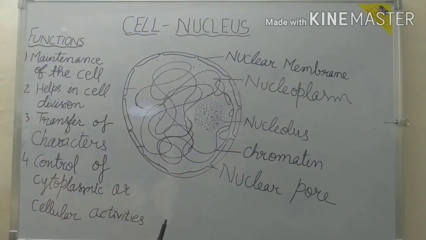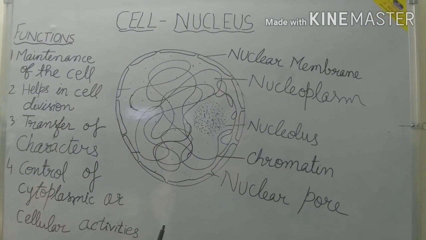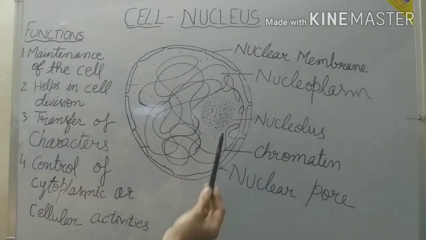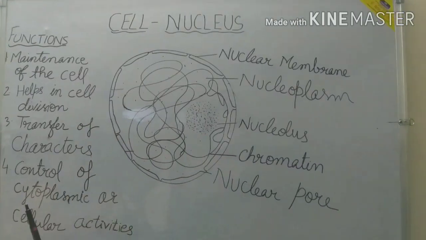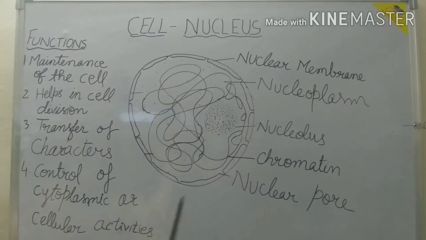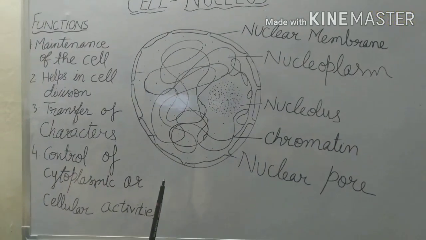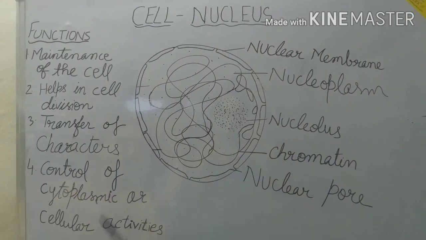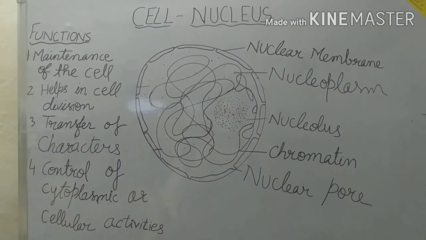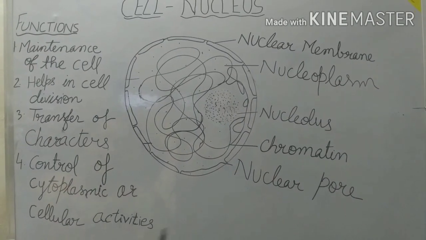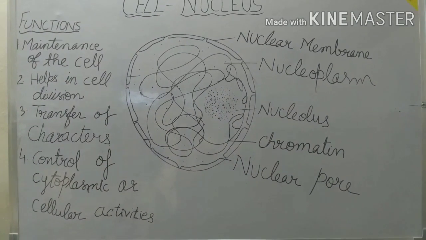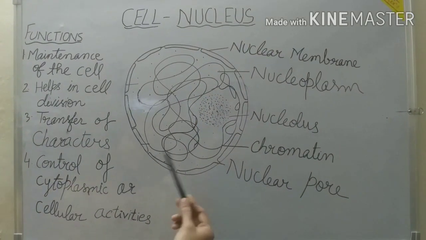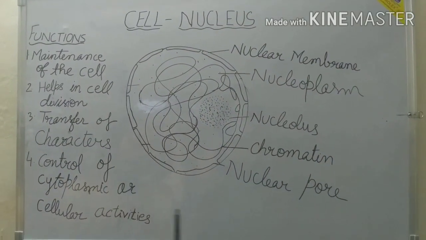The nucleolus can be 1 or more in number, and it is not bounded by any membrane. You can see there is no membrane surrounding this, and it is rich in protein and RNA. RNA means ribonucleic acid. It also acts as a site of ribosome formation, so it is sometimes known as the factory of ribosomes. Some amount of DNA material is also present in the nucleolus.